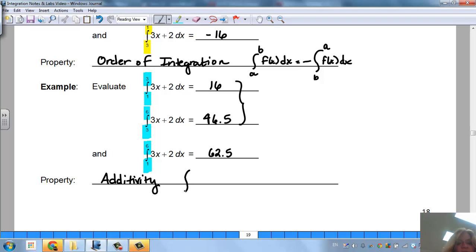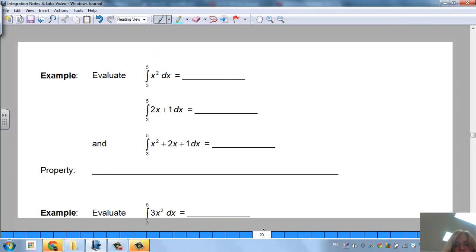That if I take an integral from a to b of f of x dx and add to it an integral from b to c of f of x dx, it's going to equal the whole thing, a to c of f of x dx. That is additivity. Okay, let's try some more properties here.